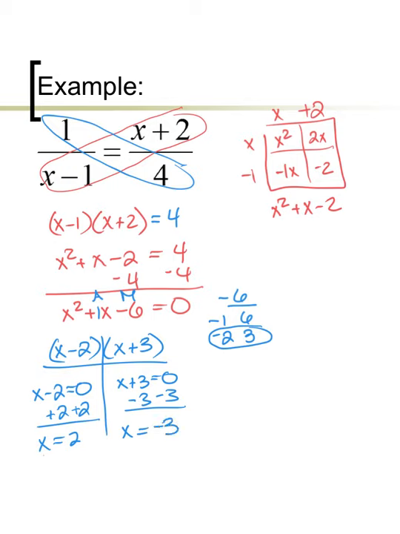Again, final step, just plug in this answer in the denominator. 2 minus 1 is 1, so that gives you a valid fraction. Plug this into the denominator up here. Negative 3 minus 1, that gives you negative 4. As long as it's not 0, your answers are good.